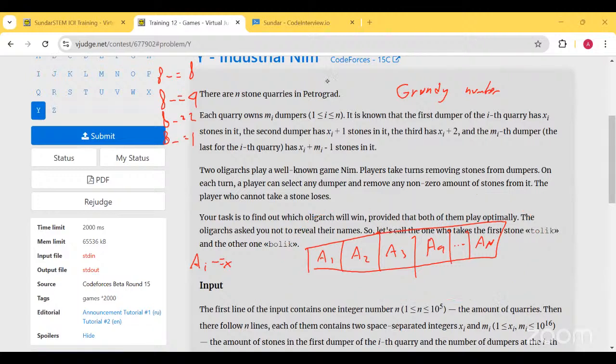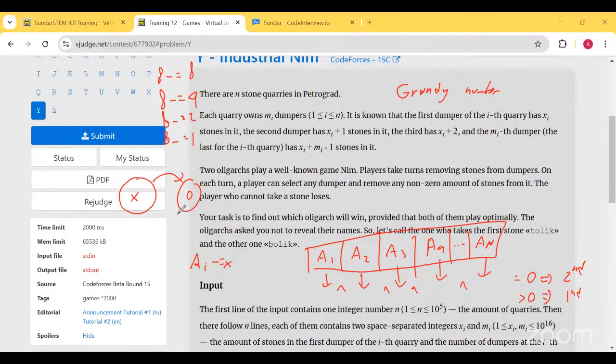At first we have to find the Grundy number for each pile. After that, just XOR all the Grundy numbers. If it equals 0, then the second player wins the game. If not 0, then the first player wins the game. Why? Because in every turn, if the XOR of the Grundy numbers is not 0, we can always make it 0. And from 0, we cannot make 0 again.